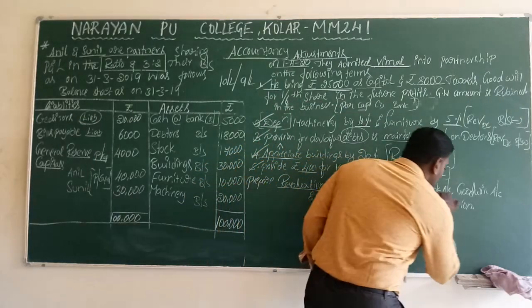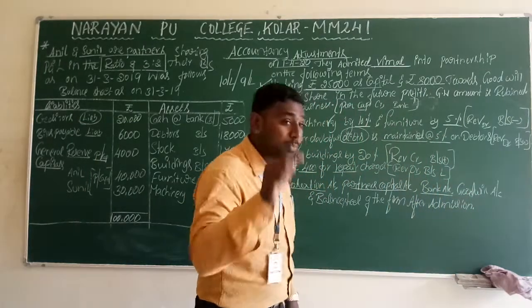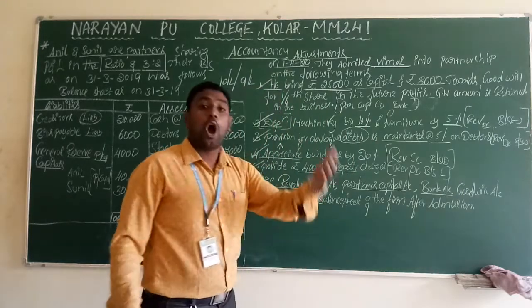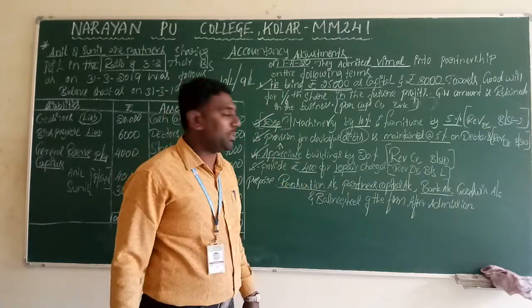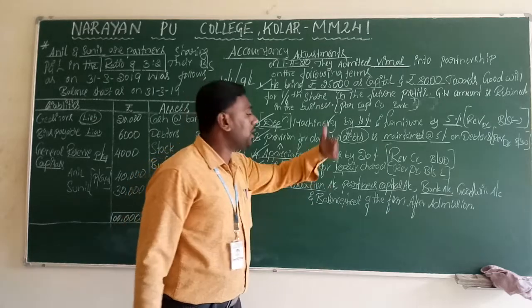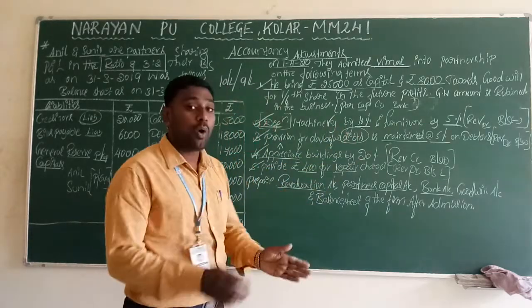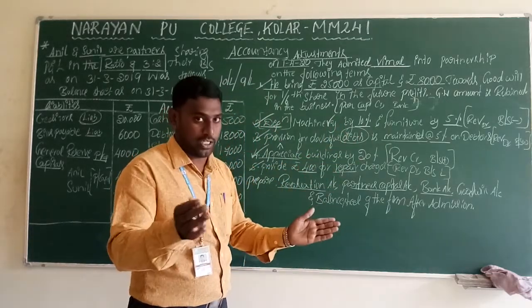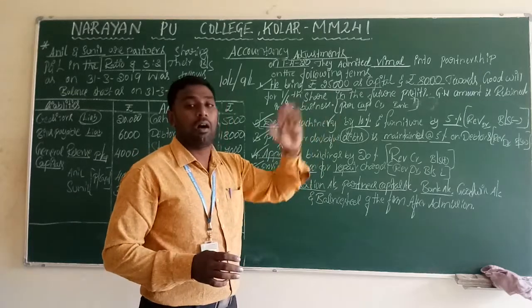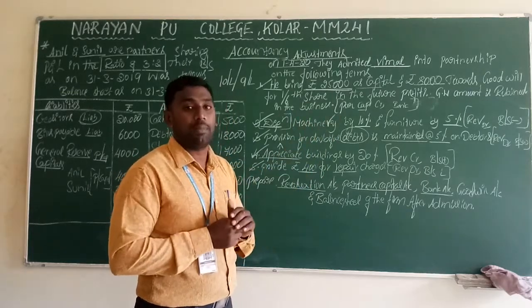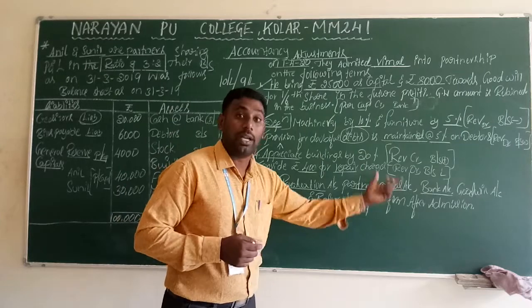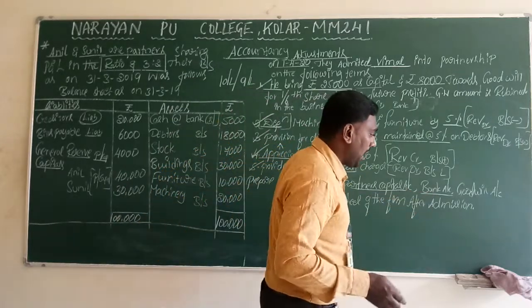And the third account is the bank account. In this bank account, in the beginning, how much bank balance is available for the business? After admission of a new partner, how will the bank balance change, whether increased or decreased? Whatever happens, we have to record it. That account will be called the bank account.